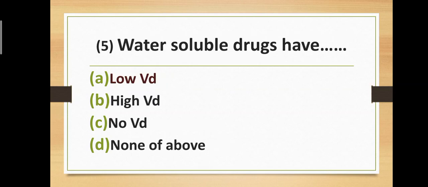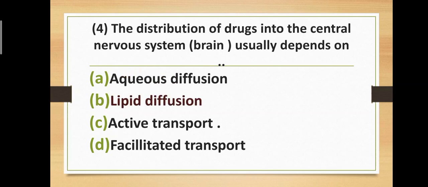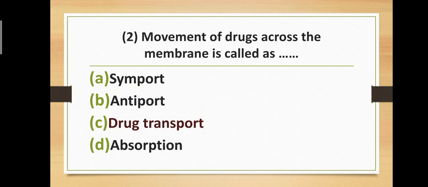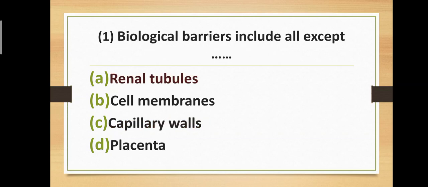Water soluble drugs have low volume of distribution. The distribution of drugs into the central nervous system usually depends on lipid diffusion. Plasma protein binding decreases the volume of distribution of drugs. Movement of drugs across the membrane is called as drug transport. And biological barriers include all except renal tubules. That means cell membranes, capillary walls, and placenta are all biological barriers.